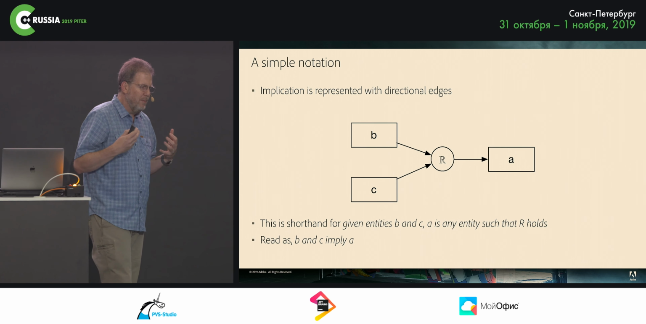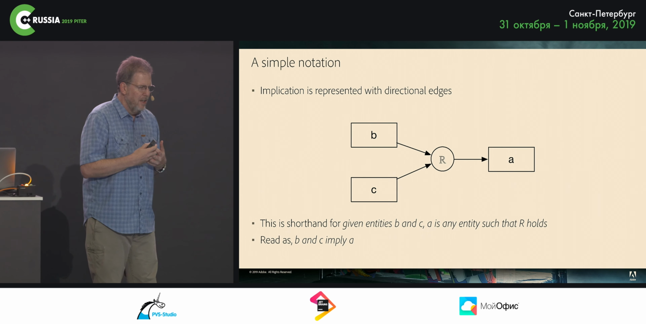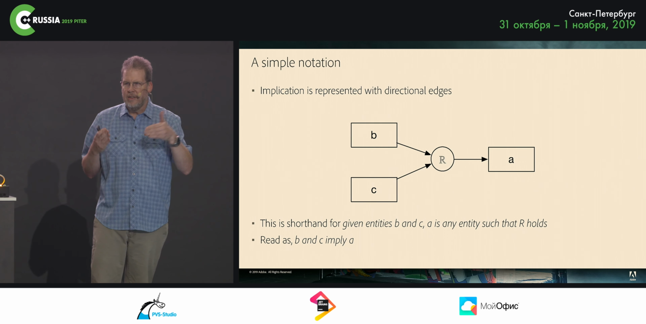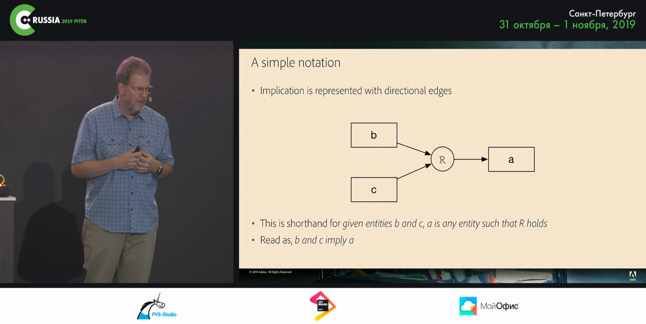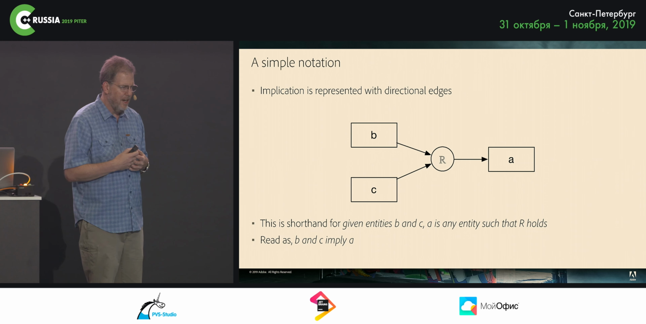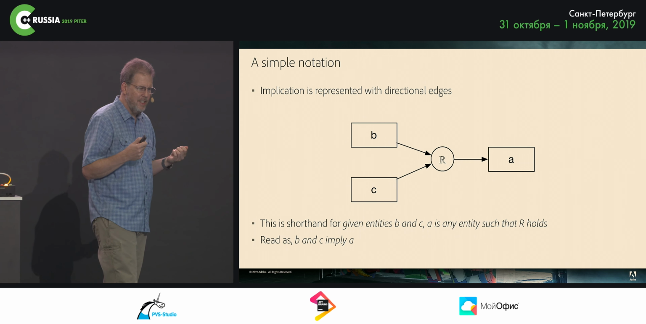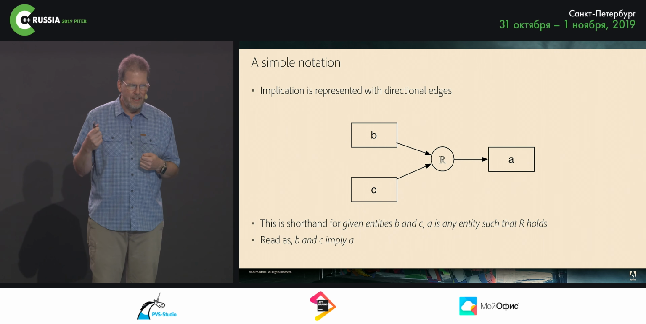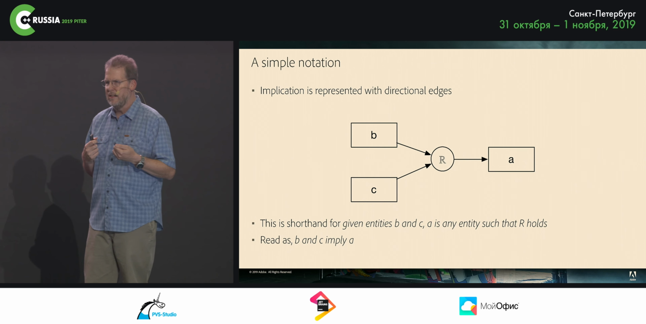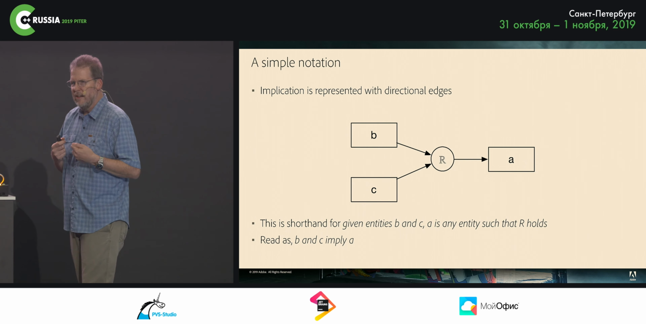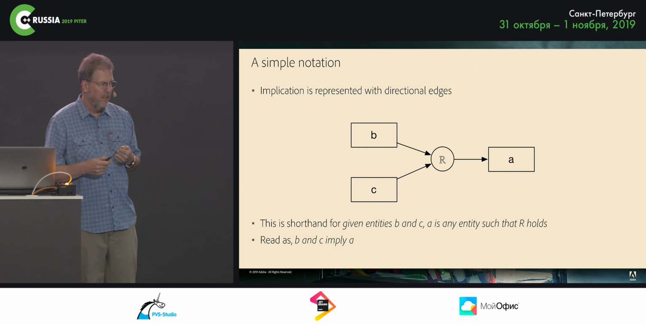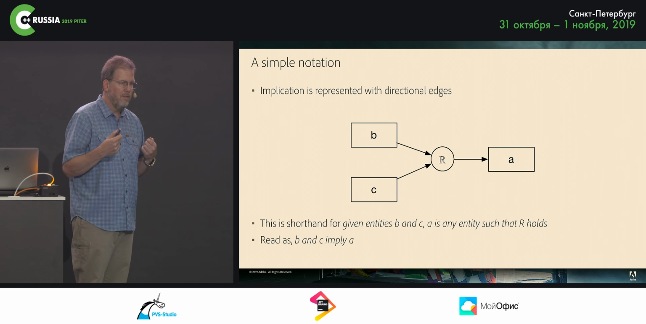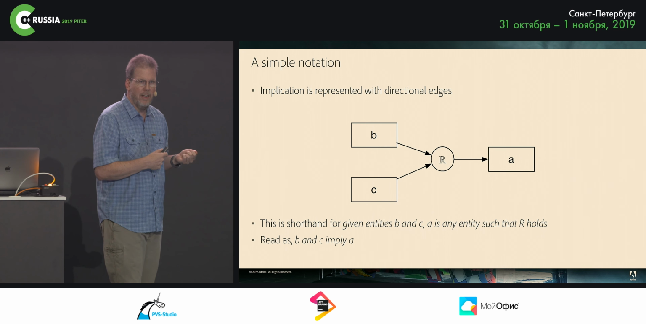Right. So implication is represented with directional edges in our graph. So this is shorthand to say, given entities B and C, A is any entity such that the relationship R holds. So this is very similar to a function, except there could be multiple values of A that could satisfy that relationship.